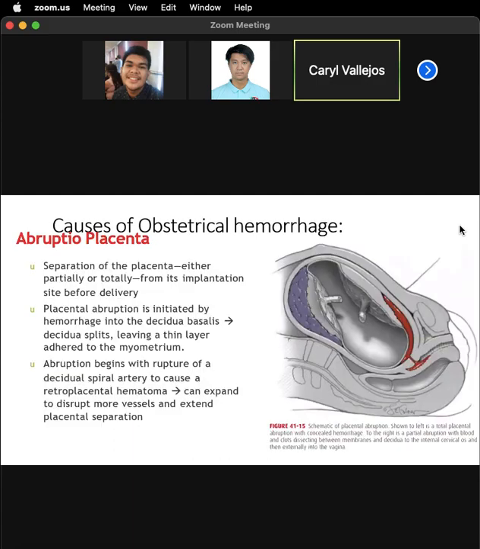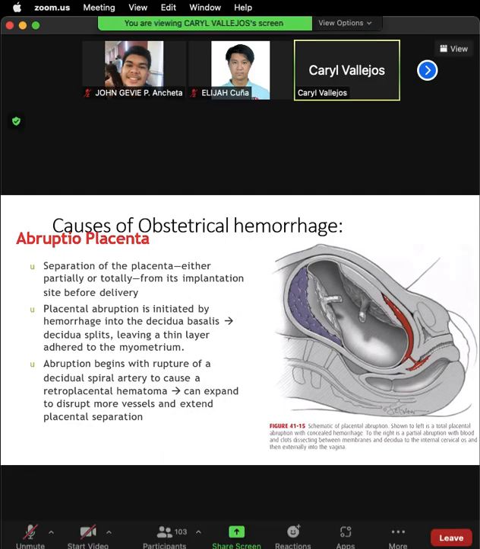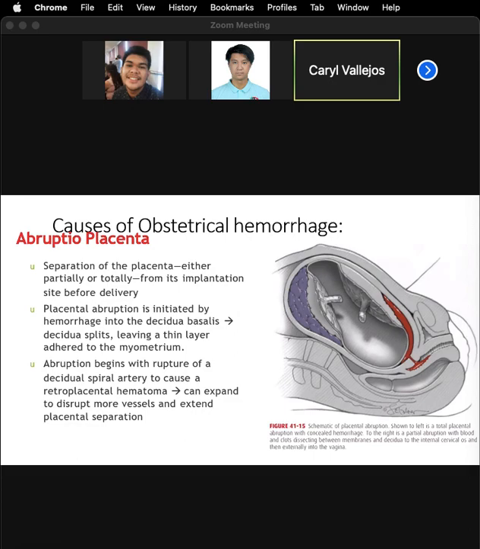Next, obstetrical hemorrhage is your abruptio placenta. Abruptio placenta is the separation of the placenta either partially or totally from its implantation site before delivery. Placental abruptio is initiated by hemorrhage into the decidua basalis, leading to decidual splitting, leaving a thin layer adherent to the myometrium. Abruptio begins with rupture of a decidual spiral artery to cause a retroplacental hematoma and can expand to disrupt more vessels and extend placental separation.